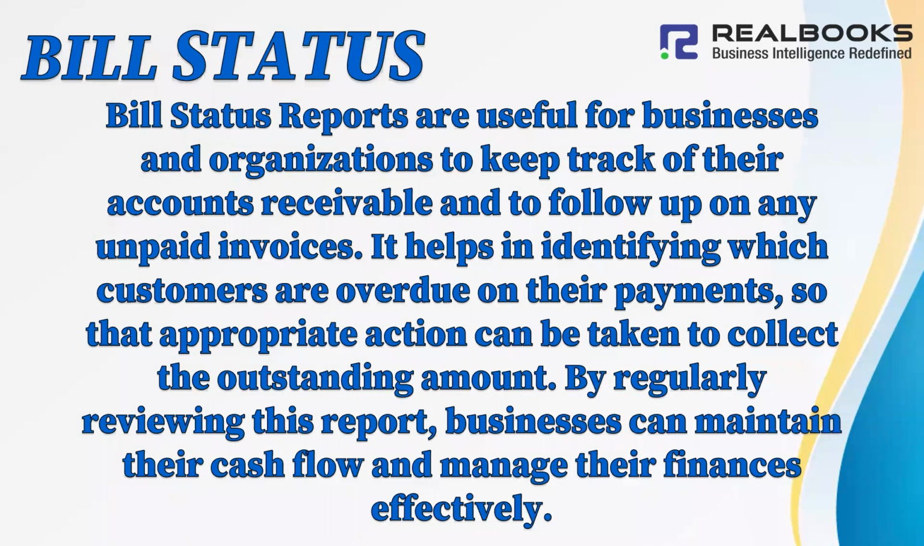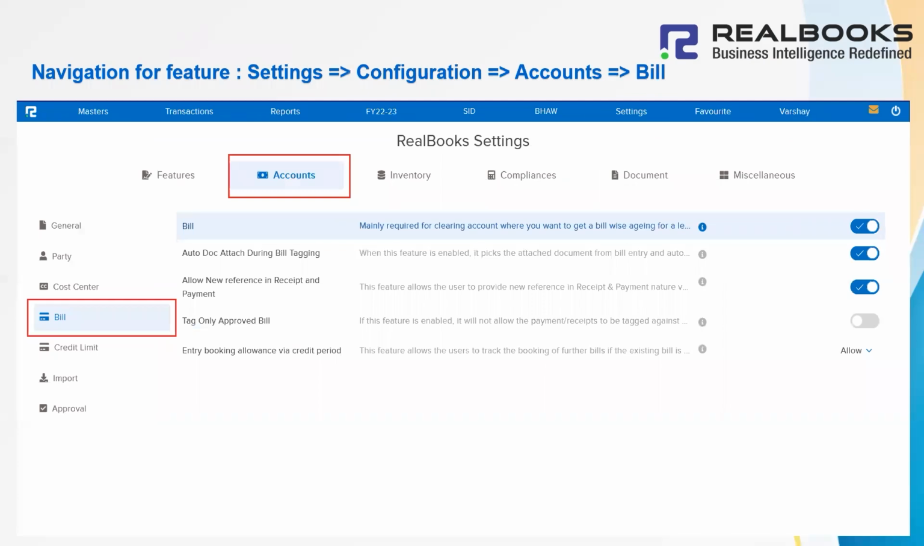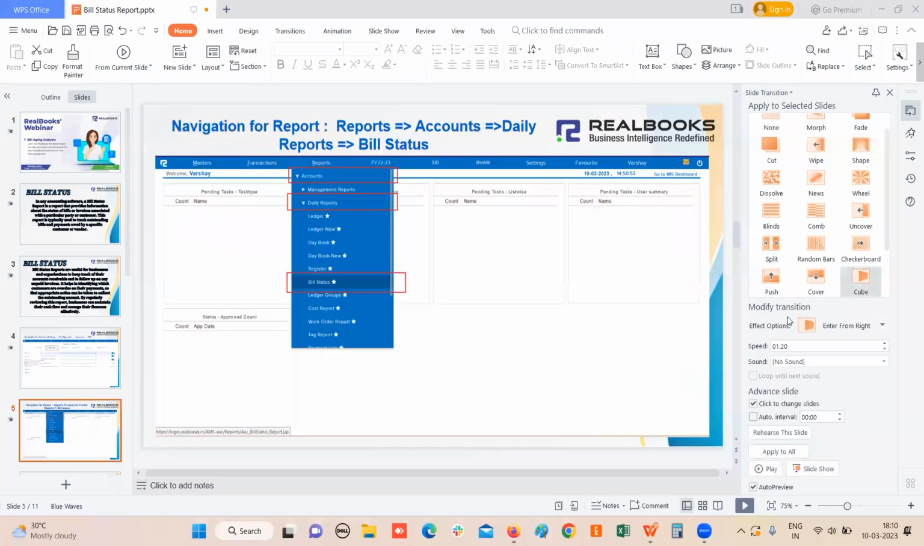So how does this work in our RealBooks module? Before beginning, we need to make sure that the bills option in our financial module is enabled, because unless you have enabled the bills feature, you won't be able to track all your transactions, be it purchases, sales or any invoices in your books of account, bill-wise. So this is a mandatory feature. Then comes the navigation part, which is reports, accounts, daily reports, then the bill status report. We'll quickly dig into RealBooks.